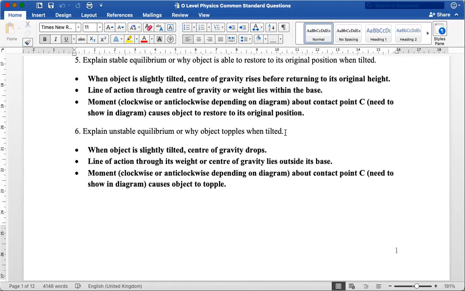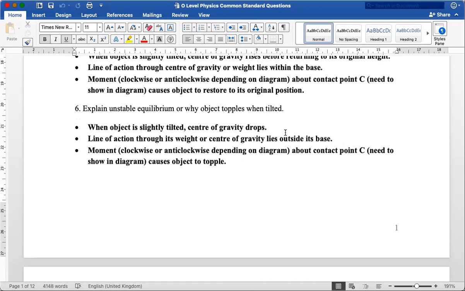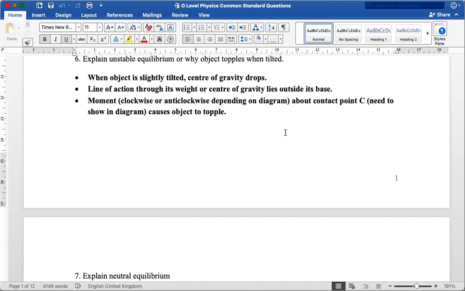Explain unstable equilibrium or why object topples when tilted. When object is slightly tilted, the center of gravity drops. Line of action through the center of gravity lies outside the base. Moment about contact point C causes object to topple.